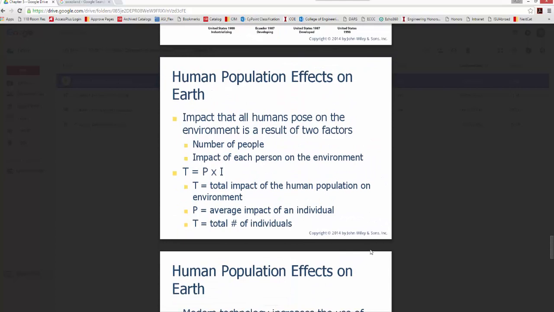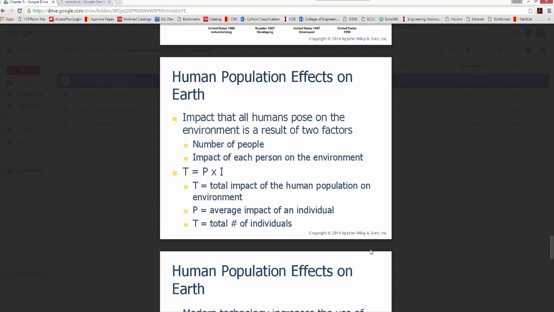Okay, let's spend a little time talking about the effects that human population has on the earth. We know that all humans pose some sort of threat to the environment. And in fact, we can actually quantify this with an equation. You've got the equation T equals P times I, where T is the measurement of the total impact of the human population on the environment. P is the average impact of an individual. So like you and I would have an individual impact on our environment.